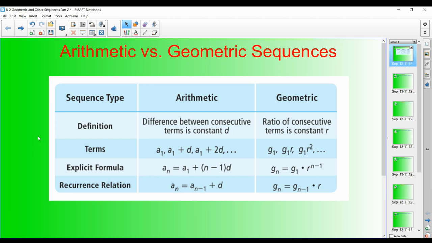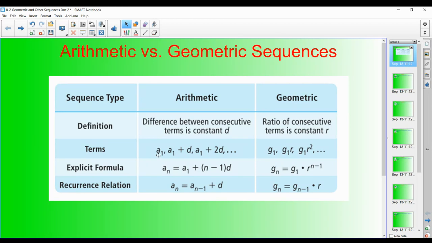Hi everyone. Today we're going to learn a little bit more about geometric sequences. We're going to review some arithmetic sequences and equations. So, the difference between arithmetic and geometric: we need to remember arithmetic is constant addition or subtraction, and geometric is constant multiplication.